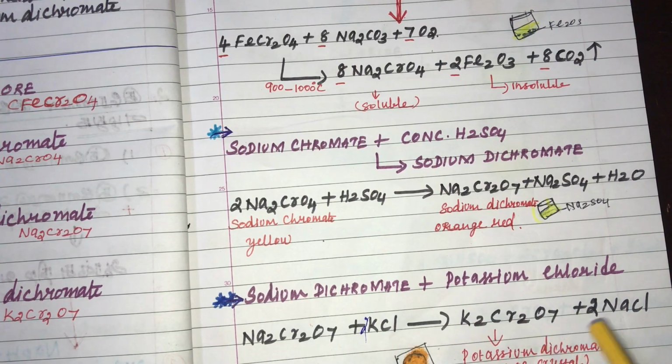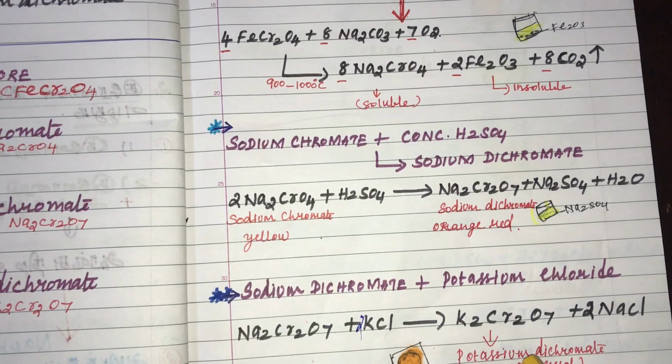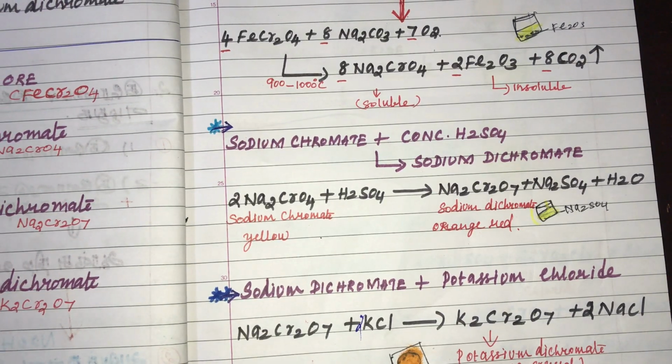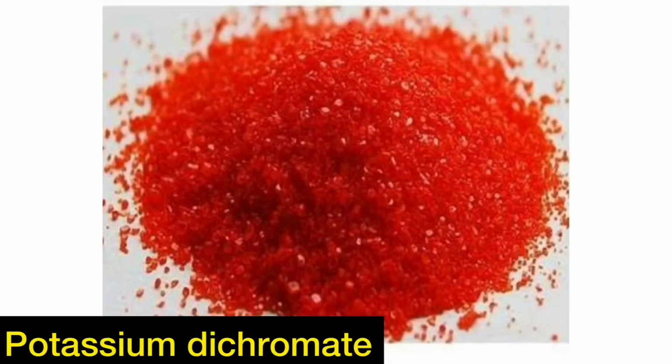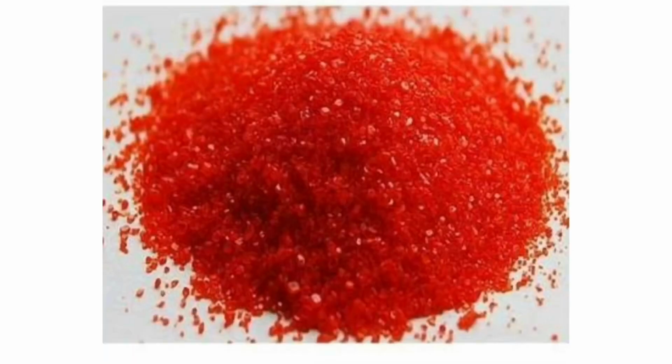And here the sodium chloride crystallizes. The sodium chloride crystals are filtered and removed. In the solution, potassium dichromate is present. The hot solution of potassium dichromate, on cooling, gives the crystals of potassium dichromate. This one is yellow colored potassium chromate and this one is red-orange crystals of potassium dichromate.